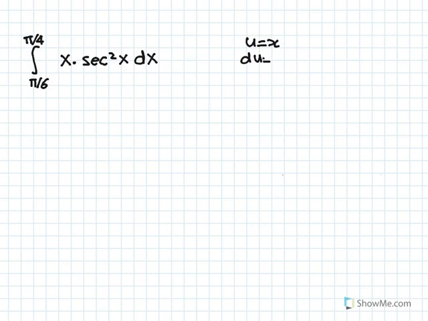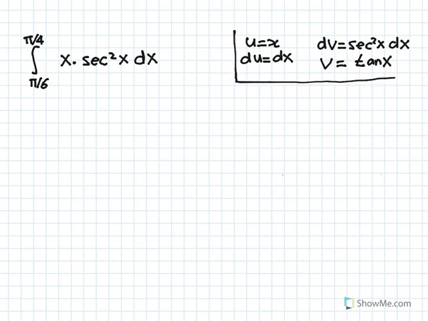du is equal to dx. dv is secant squared x dx, and v is the antiderivative, that's tan x. Let's put this in a box.